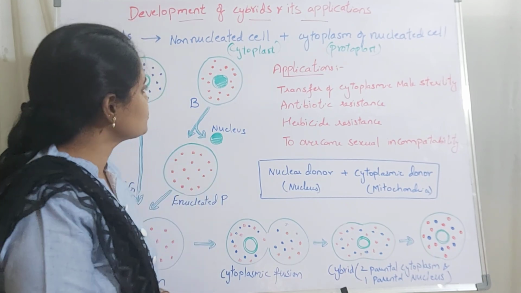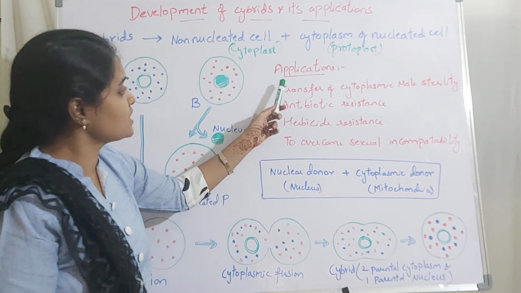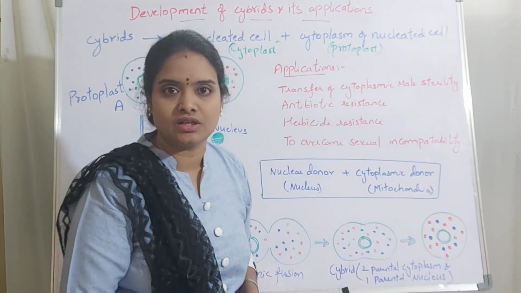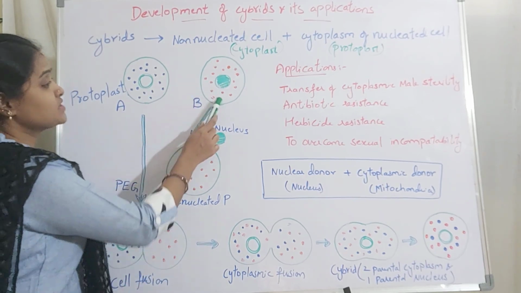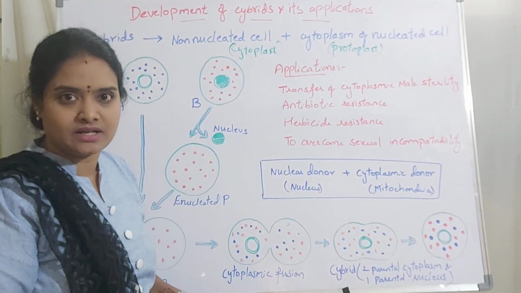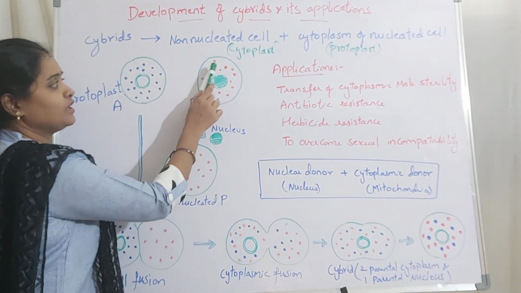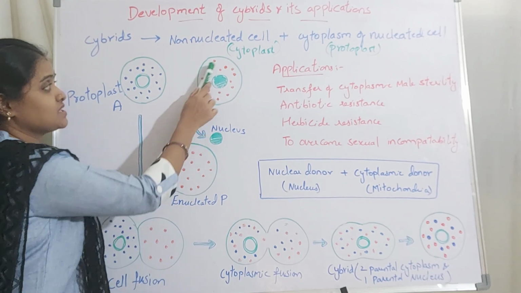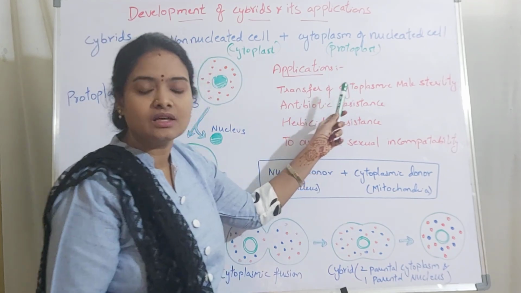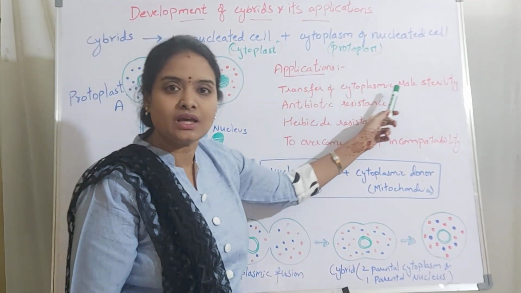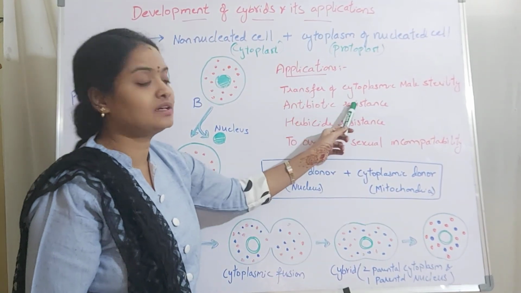Okay, so if you see the applications in detail, here you can transfer cytoplasmic male sterility. If plant B has cytoplasmic male sterility, which is a beneficial character in some plants, right, here you don't want any nucleus, but you want this cytoplasmic male sterility which is present in the mitochondria. In that case also you can make use of this technique in order to transfer the cytoplasmic male sterility in cybrids.